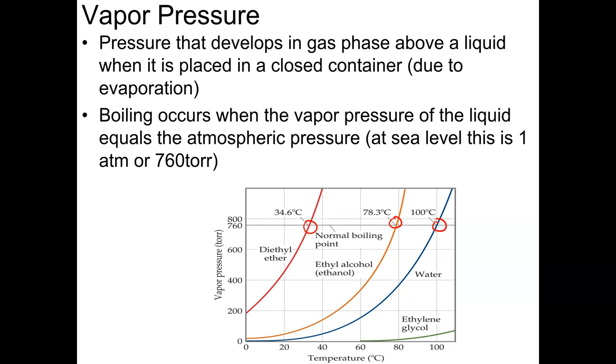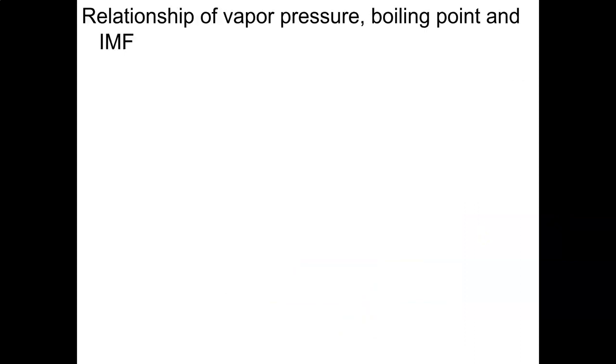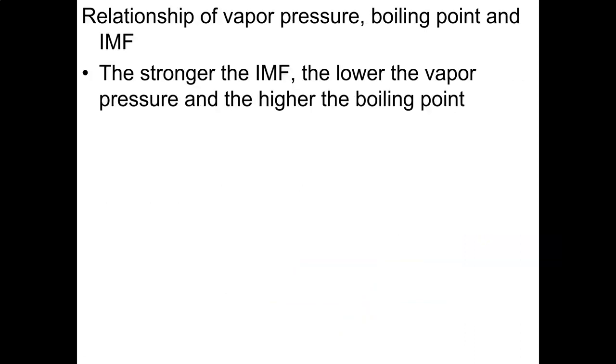For water, it's 78, or 100, excuse me. And ethylene glycol, which is antifreeze, it's a lot higher. So that's what boiling point basically is: when atmospheric pressure equals vapor pressure. And you can see it varies based on the IMF. So which one of these has the strongest IMF? Ethylene glycol. Why? Because its boiling point is way higher. Like you can't even see it based on this graph. Relationship of vapor pressure with boiling point: we already talked about the stronger the IMF, the lower the vapor pressure, and the higher the boiling point.